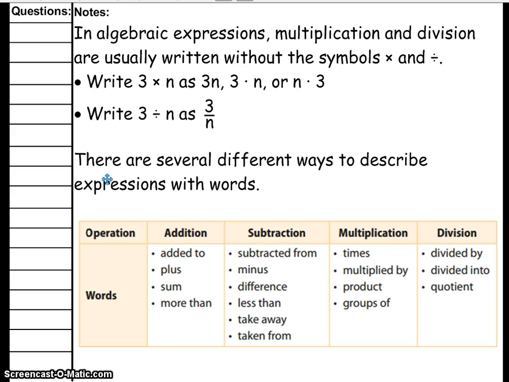There are several different ways to describe expressions with words. In the table below, you have the operations, addition, subtraction, multiplication, and division, and then you have words that you will see in word problems meaning those operations. Plus, sum, more than is addition, and you can read the rest of the table. Please become familiar with these key words for these operations.